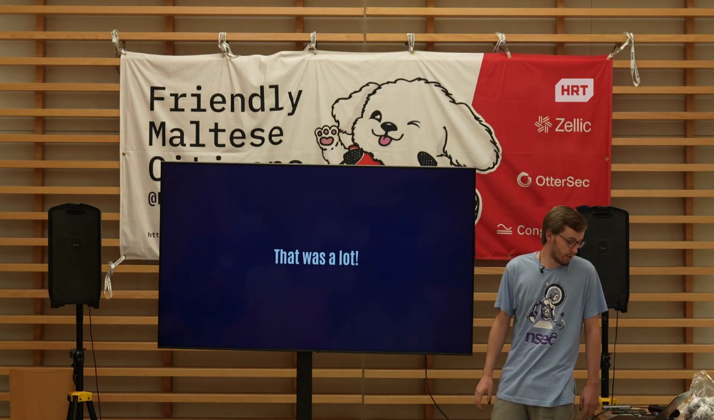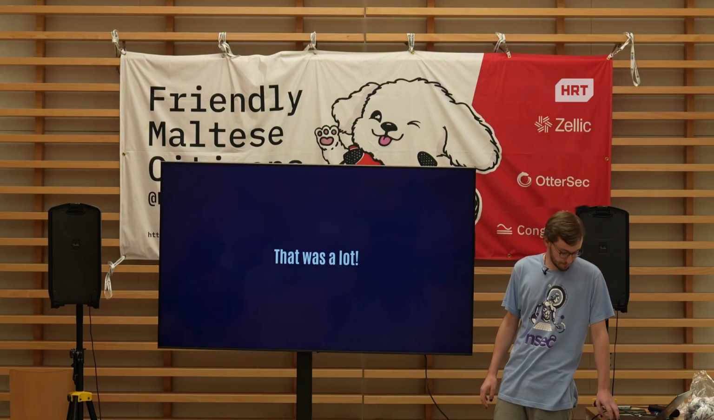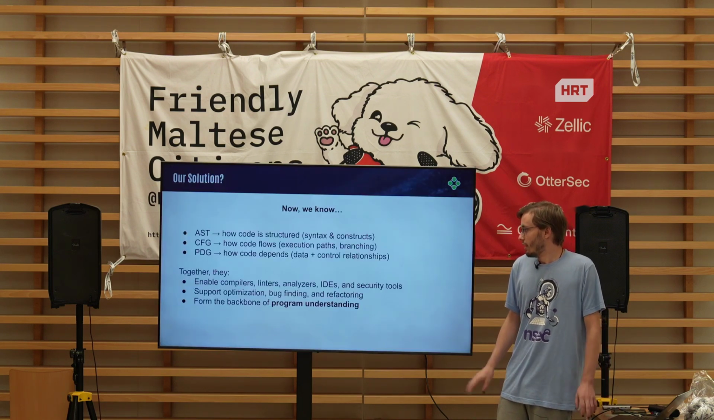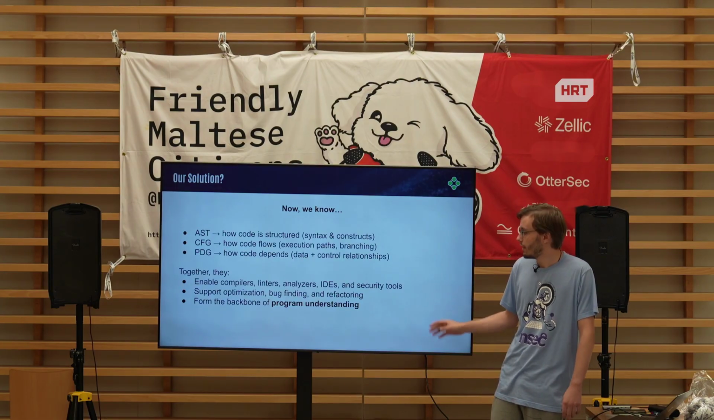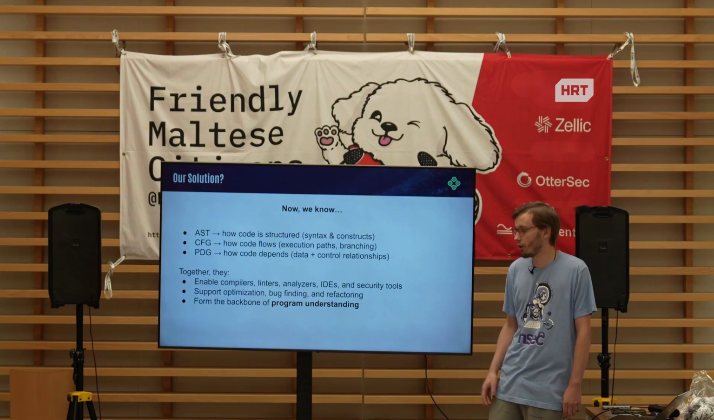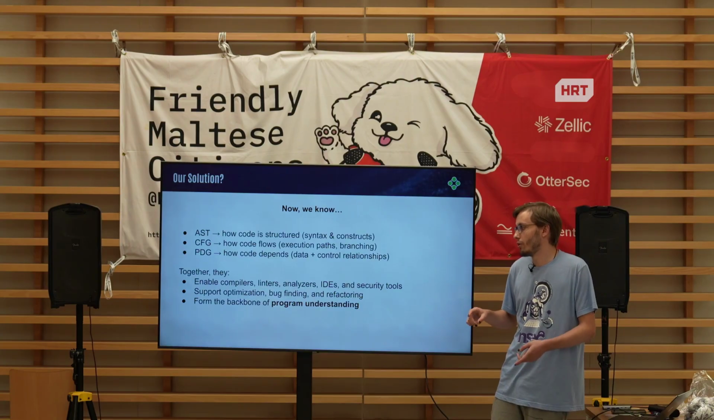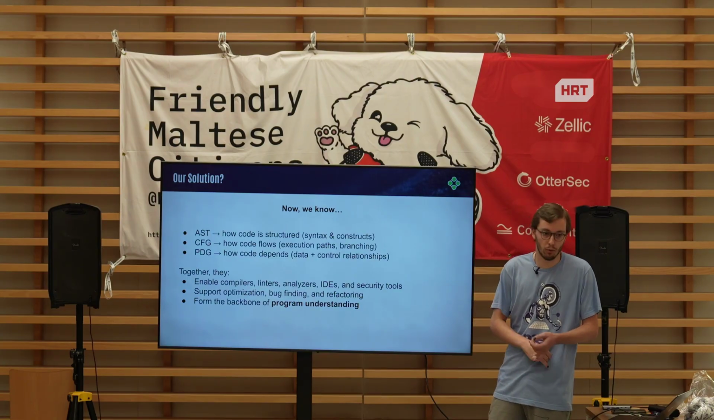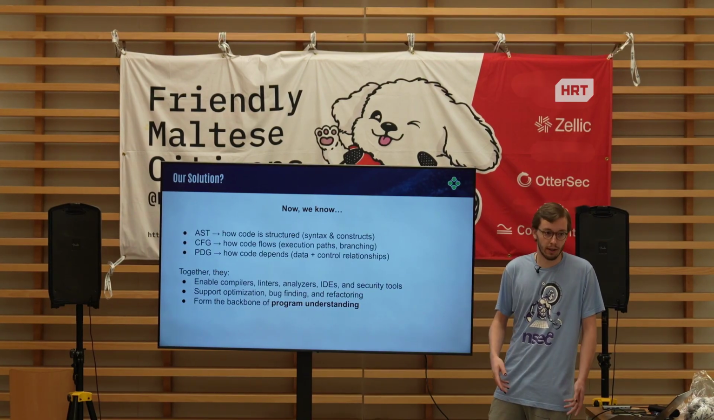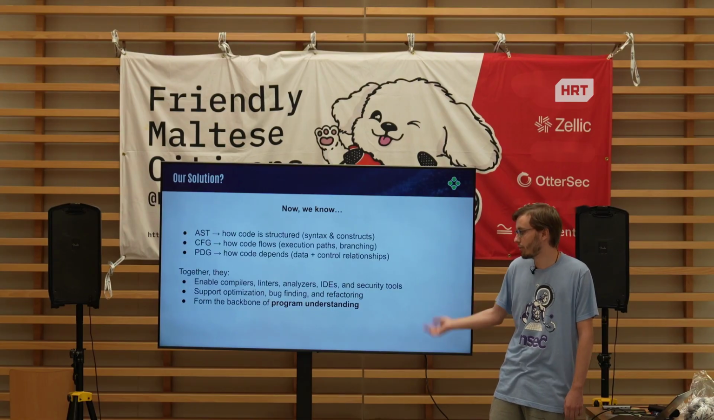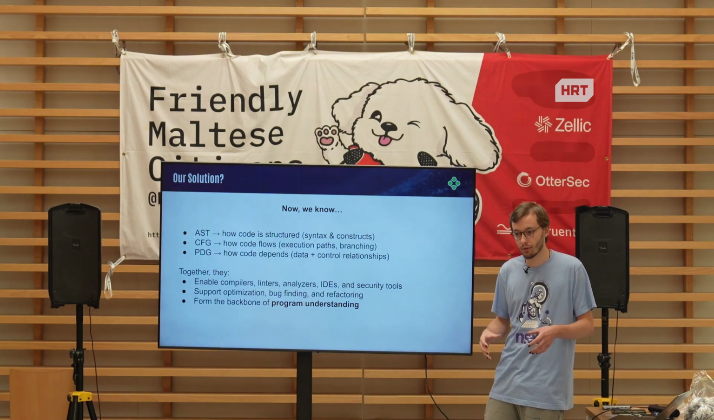That might have been a bit much for those that aren't necessarily used to graphs and stuff, but that's okay. So basically, AST shows how code is structured, CFG is how the code flows, and PDG is how the code depends. So syntax and all. Together, they allow us to have compilers, linters, IDEs, security tools, and so many other things. It also allows us to have optimization as well as bug finding, which I will go into, and refactoring and stuff. At the end, what it really does is it allows us to reason about a program.